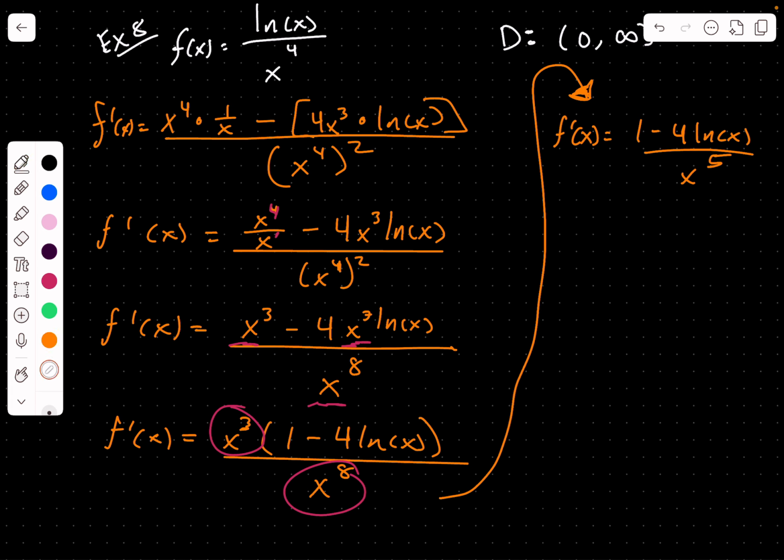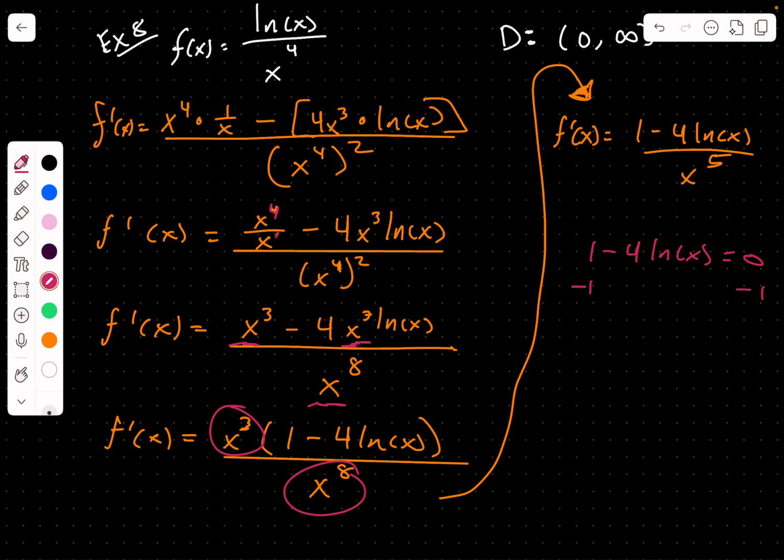So now let's set our numerator equal to 0. Let's do it in pink. So let's set our numerator equal to 0. And friendly reminder, we do not set the denominator equal to 0, because if the denominator is 0, the whole derivative becomes undefined. So we only take the top. So let's do this now.